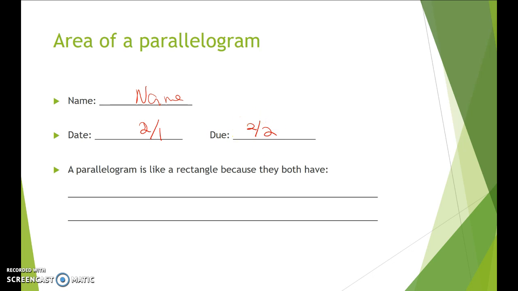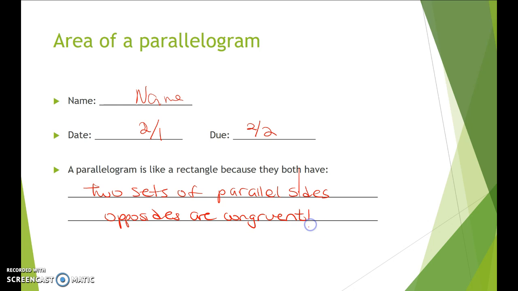Okay, so a parallelogram is like a rectangle for a lot of reasons. They both have two sets of parallel sides. But the thing that's actually most significant for us is that the two sets of parallel sides mean that, and I've hinted at this before, opposite sides are congruent, okay? Opposite sides are the same, right? And you know this about a rectangle, but it might not be obvious to you about a parallelogram, and it's very relevant.